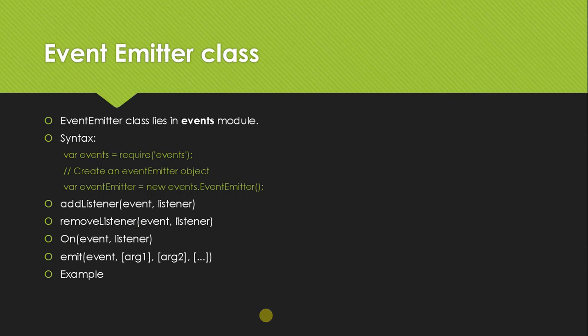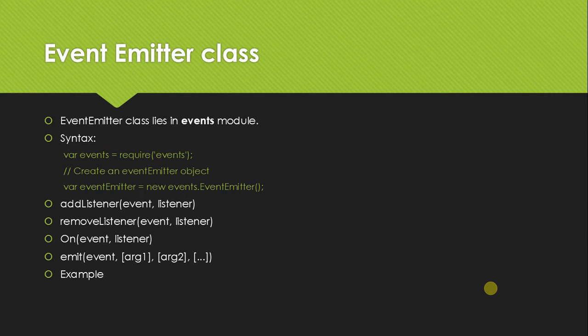The on function adds the listener to the end of the listener array for the specified event. No checks are made to see if the listener has already been added. Multiple calls passing the same combination of the event and listener will result in the listener being added multiple times.